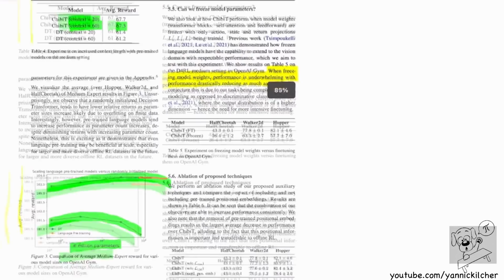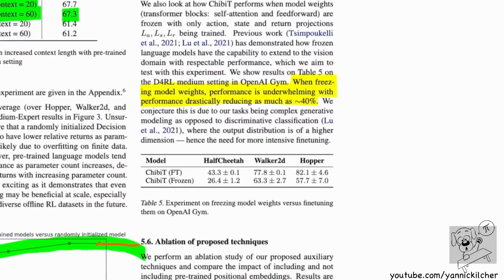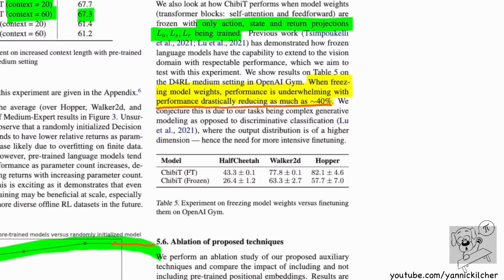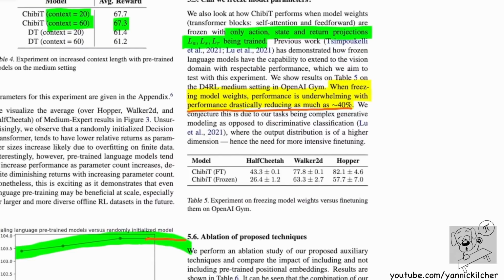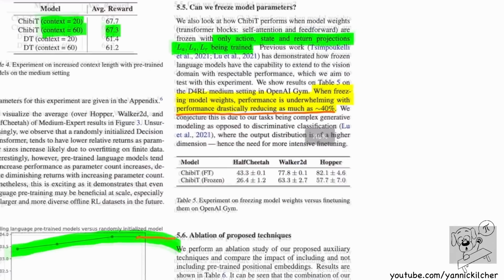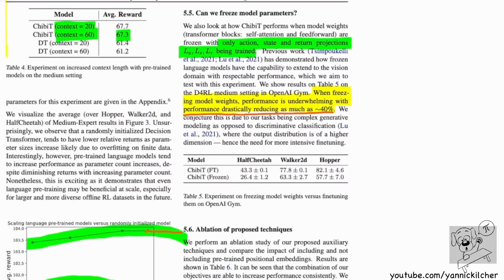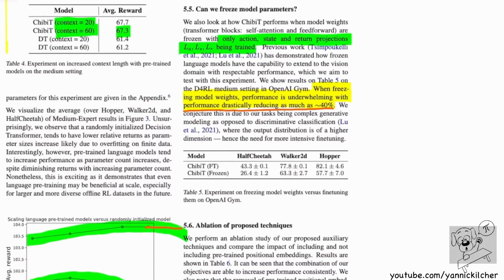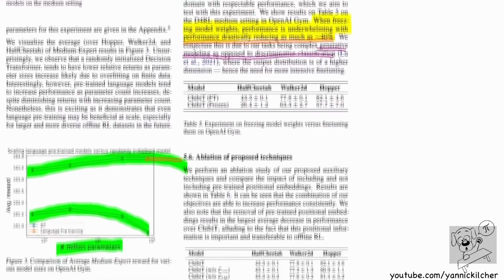Yeah. They experiment with freezing parameters, and they say that this drastically reduces performance. So if they only train, what did it say? Only action, state and return projections being trained. So only this alignment, this projection of the token embeddings, is being trained. That doesn't work much, which is also surprising because there is a lot of work that shows that you don't have to train many parameters of these transformer models to effectively transfer them from one task to the other. They say that this might be due to the task of generative modeling being harder as opposed to discriminative classification, where this was previously applied.